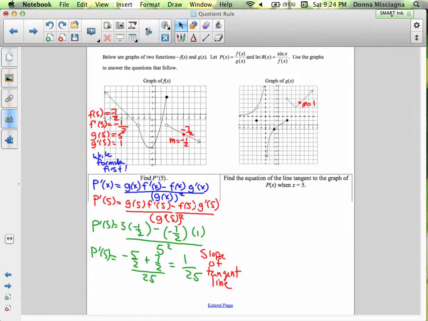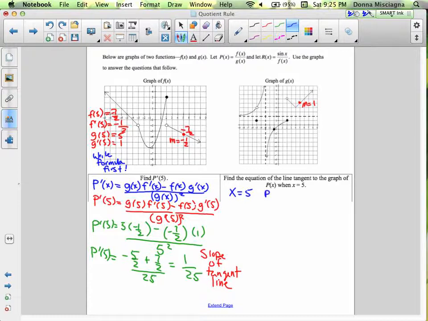All right, so same thing, new question. Find the equation of the tangent line to the graph of p of x when x is 5. Actually, just a continuation. We already have the slope of the tangent line, 1 over 25. We need everything else, right? So we have x, so x is 5. We need our y value.